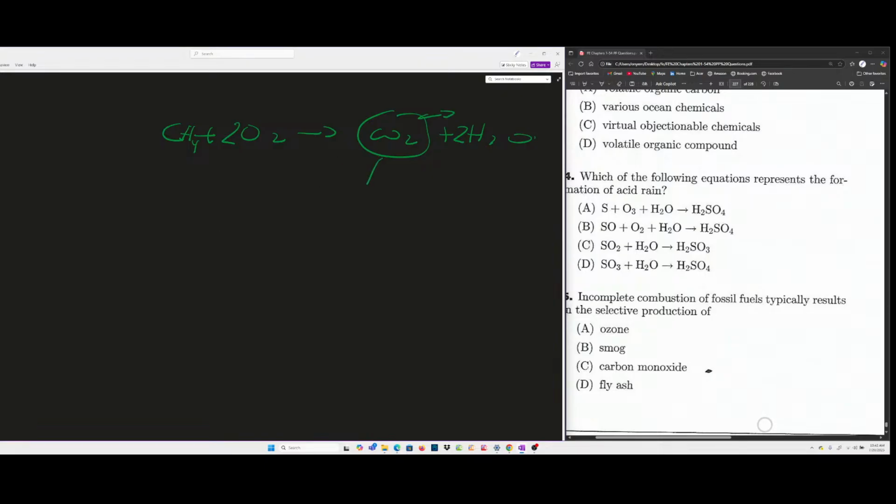Now, when there's an incomplete combustion, that means there's not enough oxygen. Instead of getting CO2, we're going to get CO, which is carbon monoxide. So our answer is going to be C.